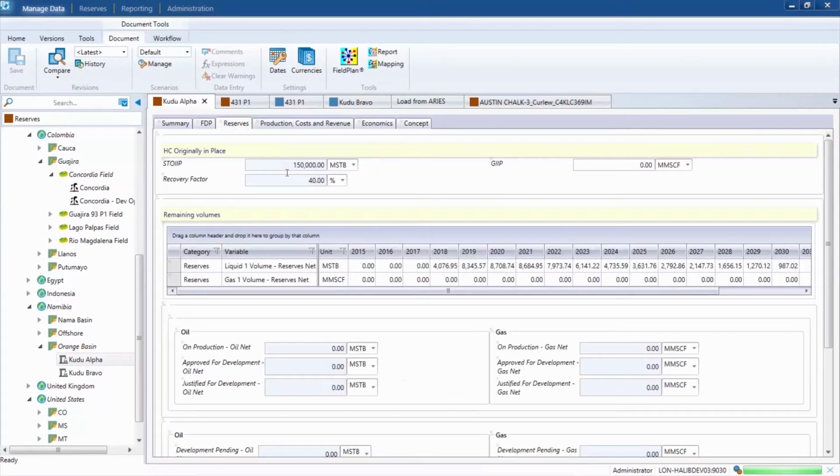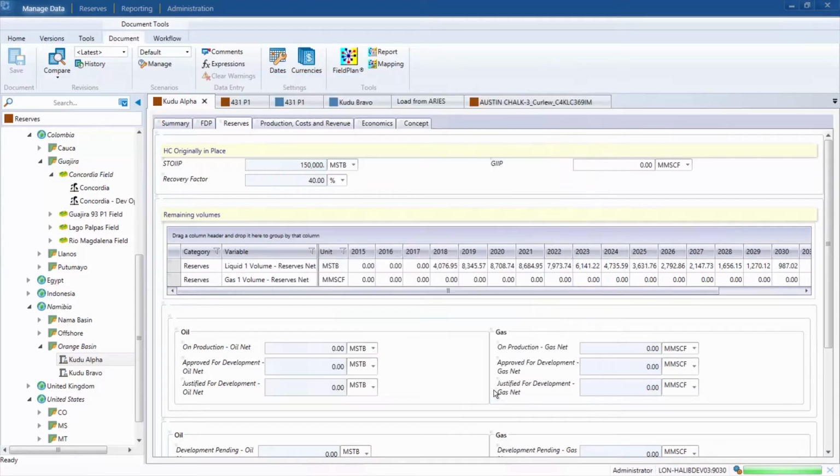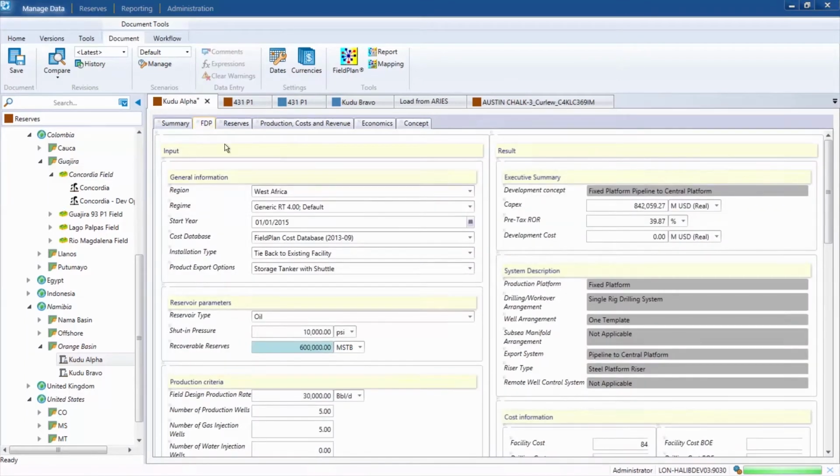What we want to do is go into our Reserves tab and update the reserve estimates to increase the amount of oil in place for our Kudu prospect. Once this is updated, we want to go back into the original field development plan and make sure that all of our assumptions are aligned.